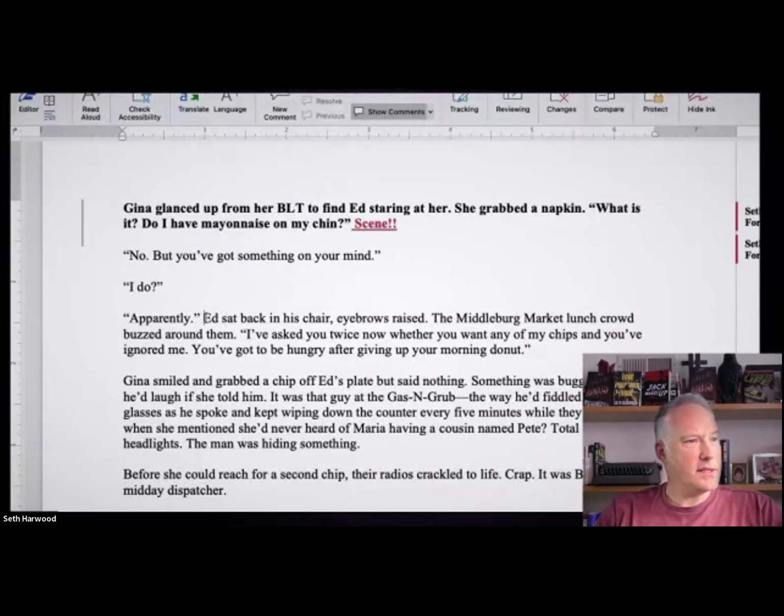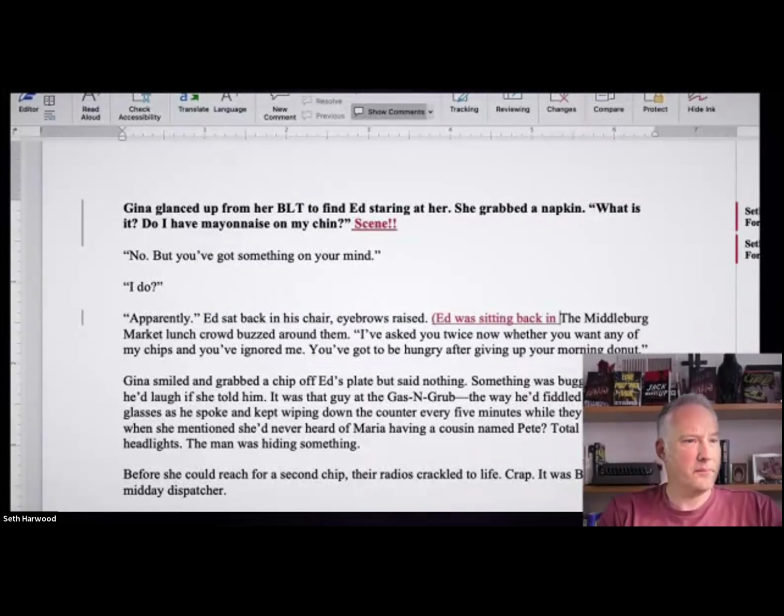"I do." "Ed sat back in his chair, eyebrows raised." Do you see how this is different than saying something like "Ed was sitting back in his chair"?